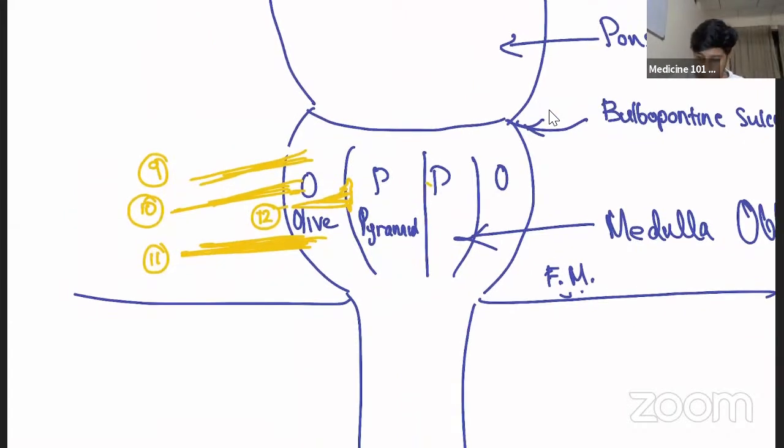Do you know the names of these cranial nerves? What is cranial nerve number 9? Glossopharyngeal. Yes. I'll send you guys a mnemonic after this class. What is cranial nerve number 10? Vagus.